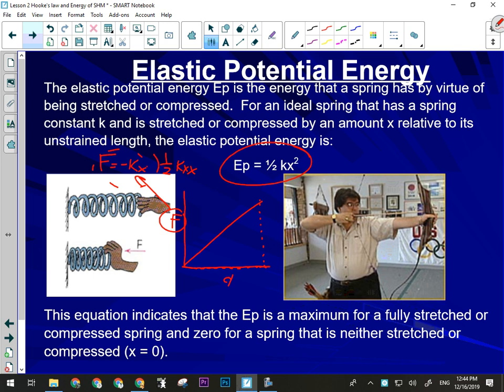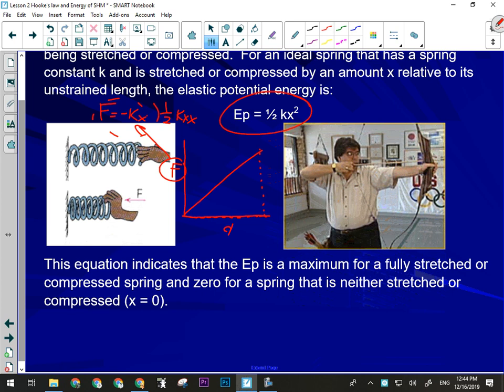All right, now, if I have no displacement, that is, the spring is neither stretched nor compressed, then it doesn't have any what? It doesn't have any force, and it doesn't have any energy. If x is 0, then it has no potential energy because it has no force. There's no force, there's no distance, there's no energy. As soon as I apply a force and stretch it or compress it, then there is elastic potential energy involved.